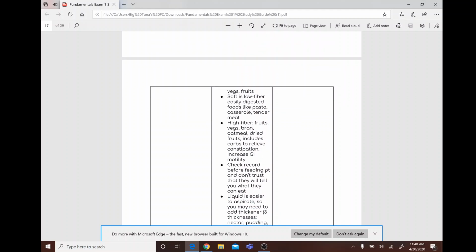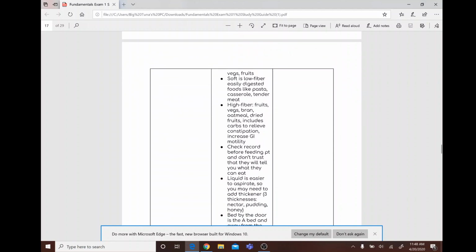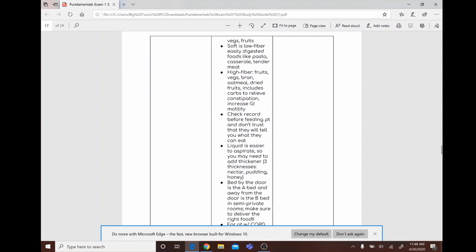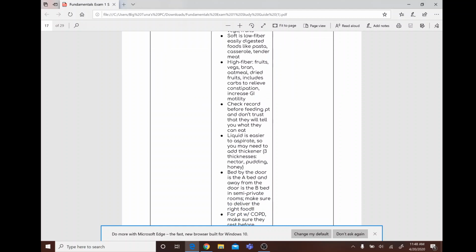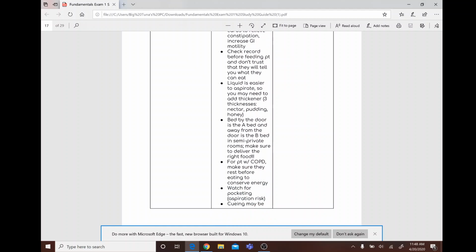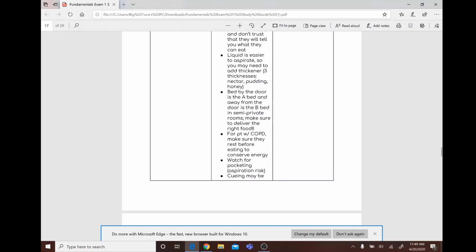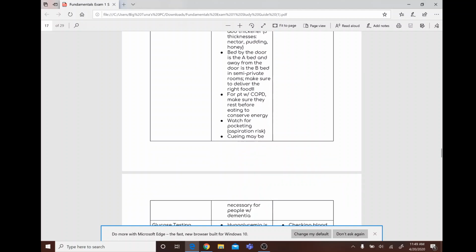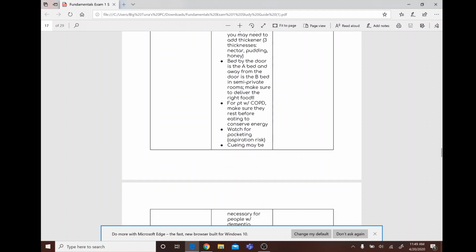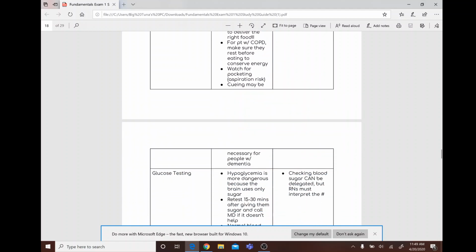Do we trust what the patient's telling us that they can eat? No, check the record. Liquid is easier to aspirate. Before we feed somebody with COPD, what are we going to do? Make sure they rest to conserve energy. Why do we have to watch for pocketing when feeding? Aspiration risks. What may we have to do when feeding someone who has dementia? Cueing.